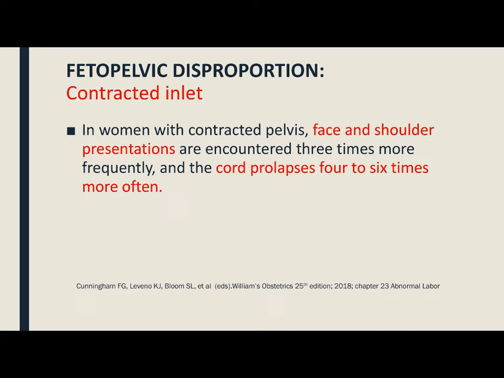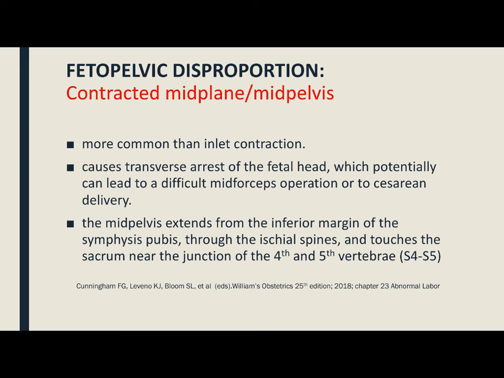In women with a contracted pelvis, face and shoulder presentations are encountered 3 times more frequently and the cord prolapses 4 to 6 times more often. So now let's go to the contracted midplane or midpelvis. This is more common than inlet contraction and it can cause transverse arrest of the fetal head, which potentially can lead to a difficult mid-forceps operation or to cesarean delivery.